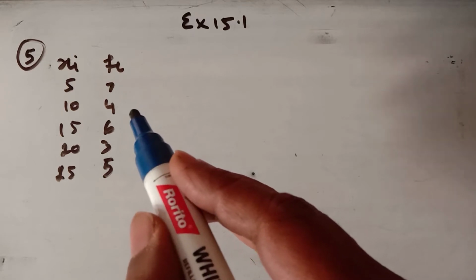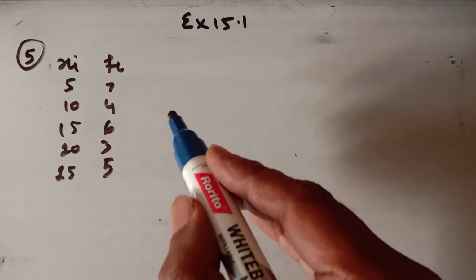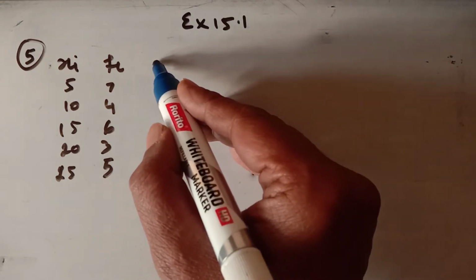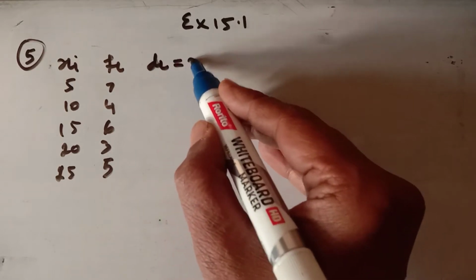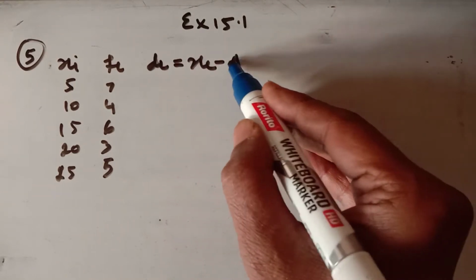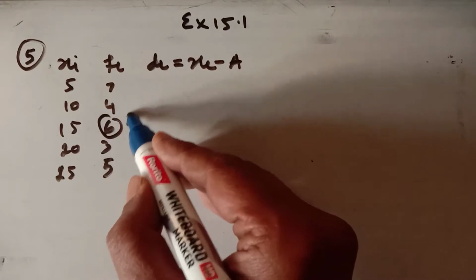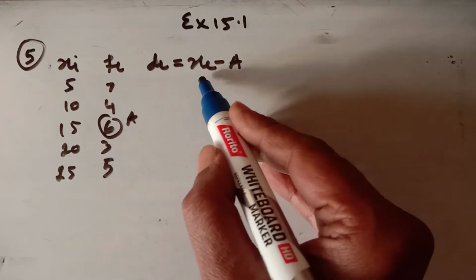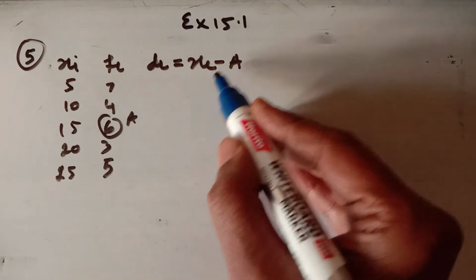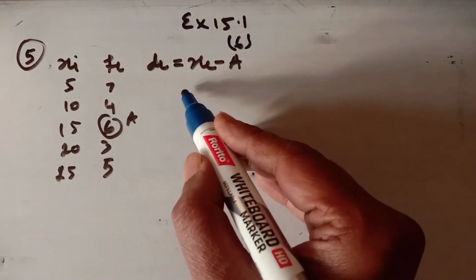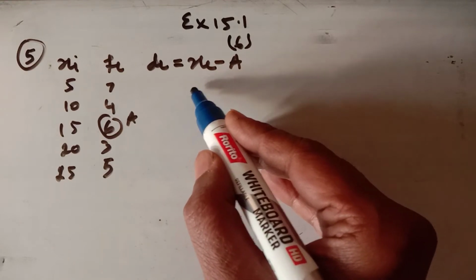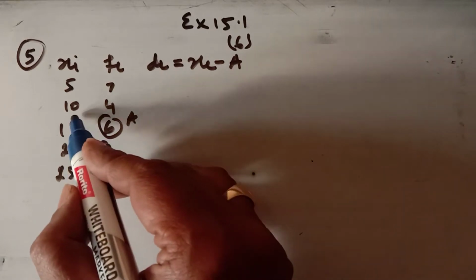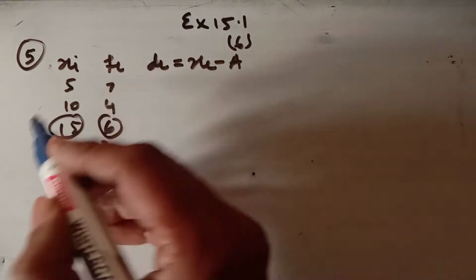So to find the mean deviation about the mean, we first find its mean. पहले हम इसका mean find करेंगे. You can use a shortcut method. Let us say its di is xi minus assumed mean, and the assumed mean I have taken as 15. So xi will be 5 minus the assumed mean we have taken. We have to take it from this xi. So this is the assumed mean.